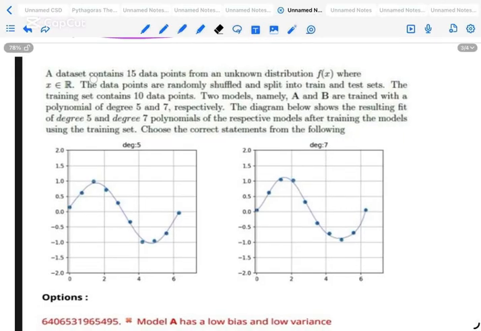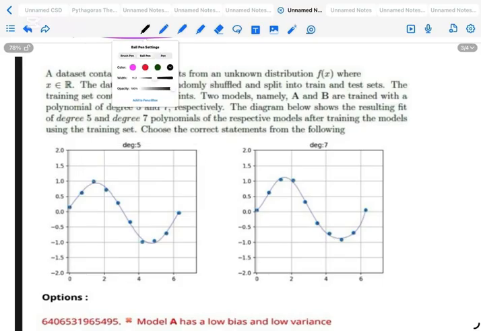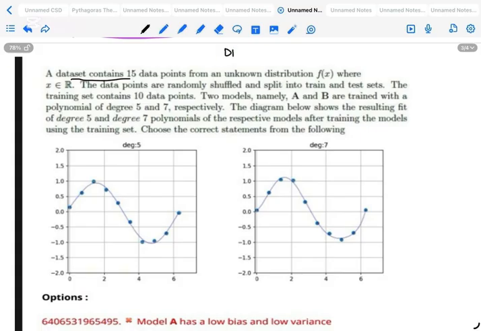A data set contains 15 data points from an unknown function f of x, where x belongs to R, that is, real numbers. The data points are randomly shuffled and split into train and test sets.